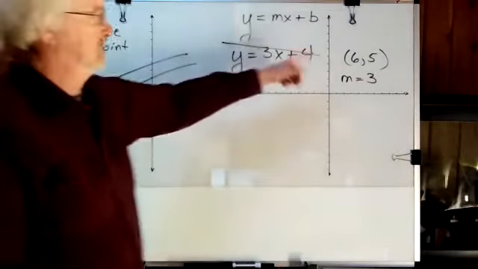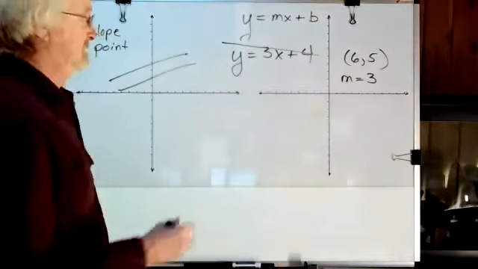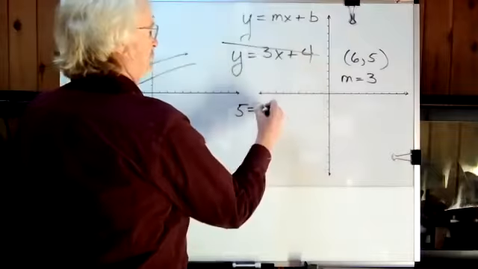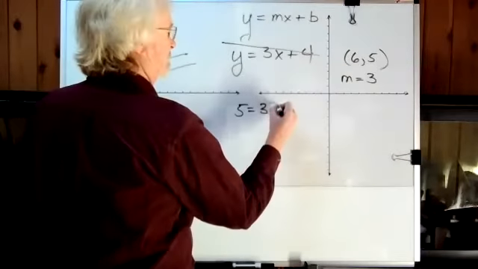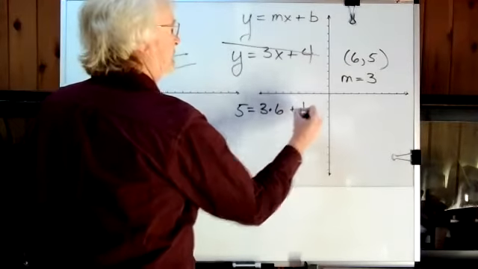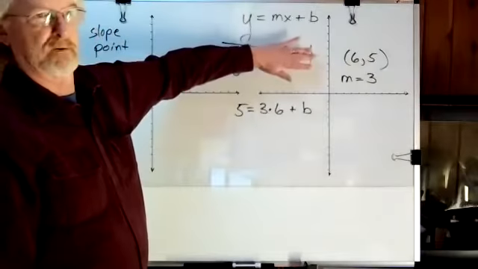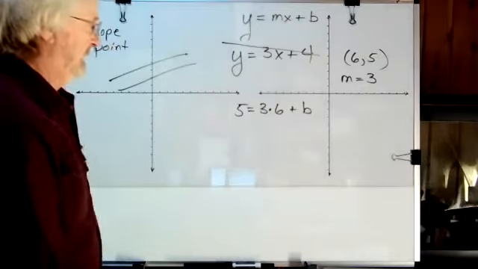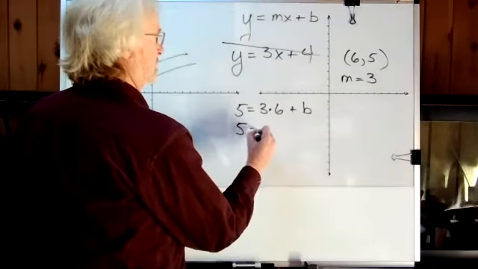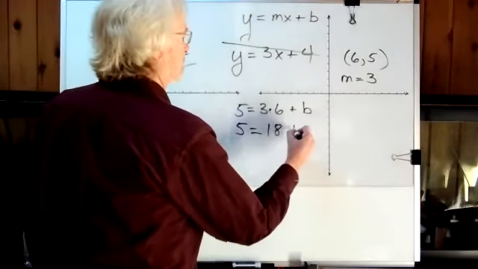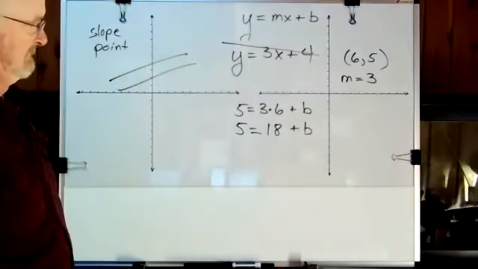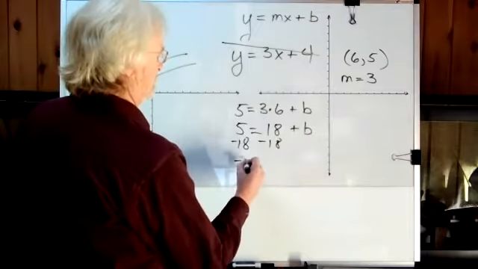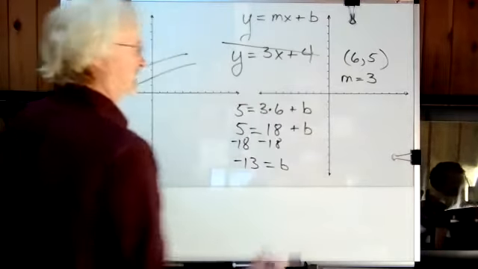So what am I going to do? I'm going to solve for b with this one. So y is 5, slope 3 times 6 for my x plus b, right? I'm not doing anything with that equation, just back to that other process now. All right, subtract that 18. Negative 13. There's my y-intercept.